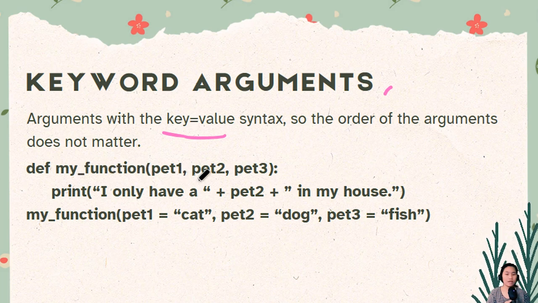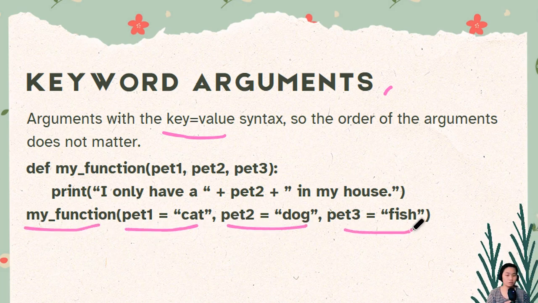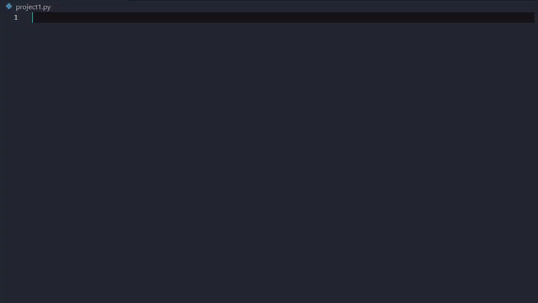Print I only have a, pet2, plus in my house. Now we're calling it: pet1 equals cat, pet2 equals dog, pet3 equals fish. So this instance will print out I only have a dog.